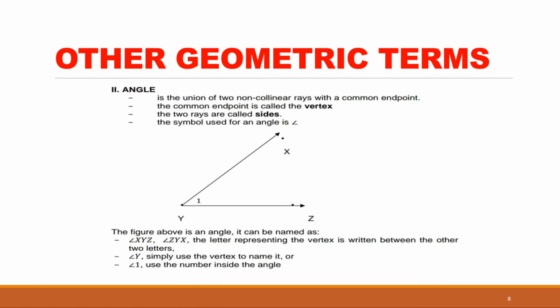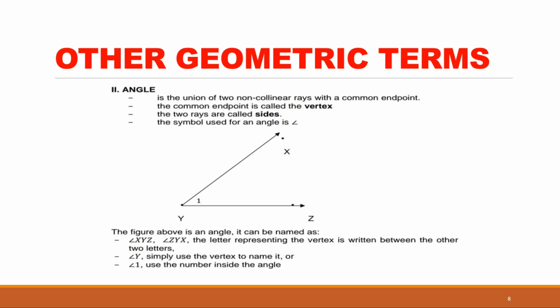We have other geometric terms. So we have angle. I know you are already familiar with this, but I am going to explain further. An angle is the union of two non-collinear rays with a common endpoint. Take note, this common endpoint is called the vertex. The two rays are called sides. The symbol used for an angle is the one I encircled, as you can see.